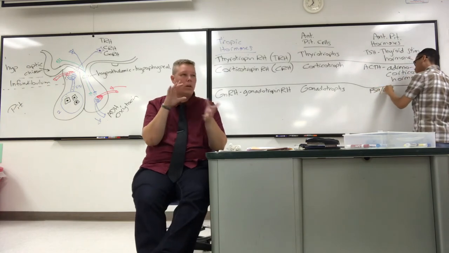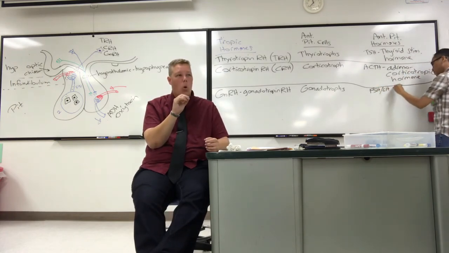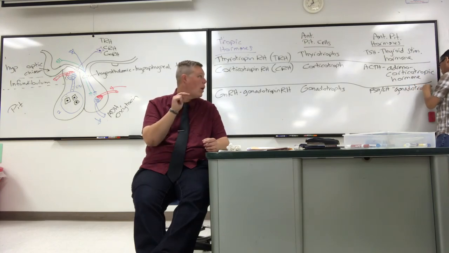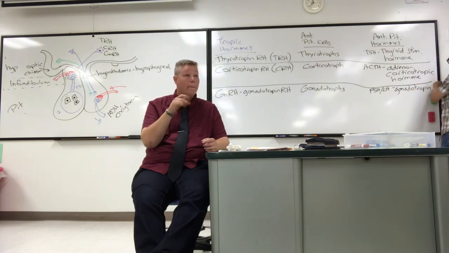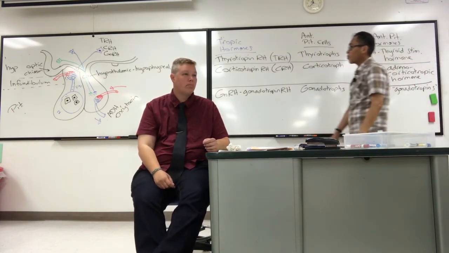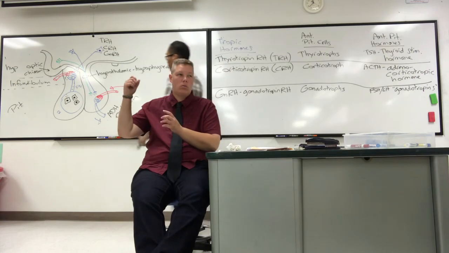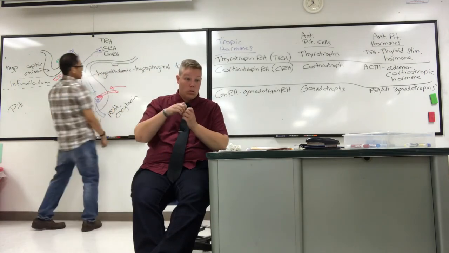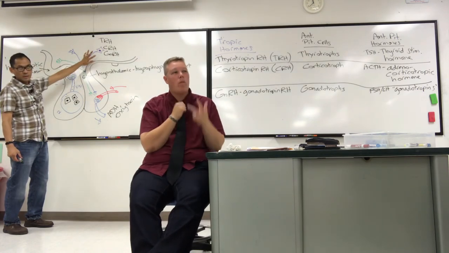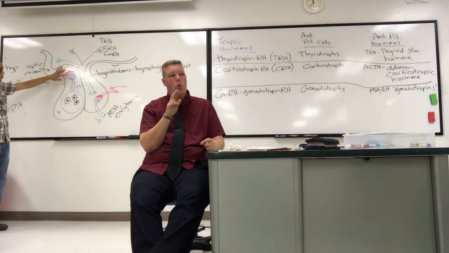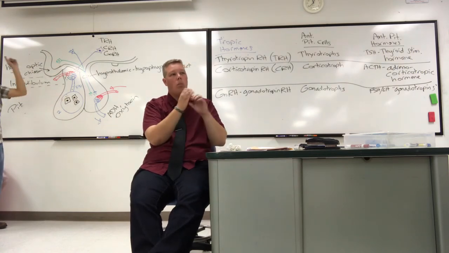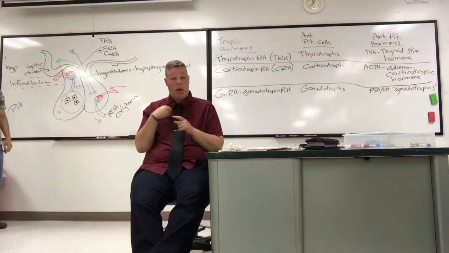FSH-LH is a two for one. And they are considered your gonadotropins, quote unquote. So far, what we got, just pause for a second. We got three regulatory hormones. They're transported through the portal system to the anterior pituitary, where you have cells that will secrete those hormones on the far right side of the board.